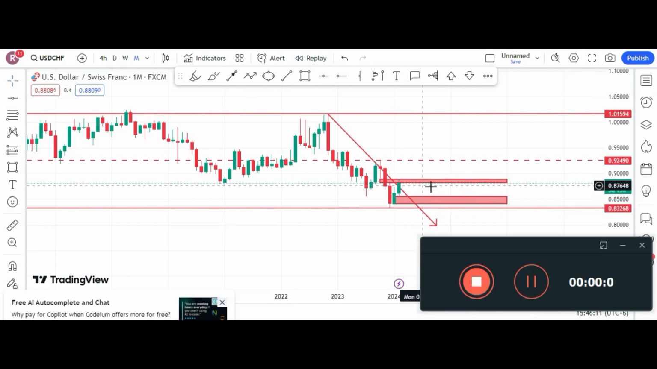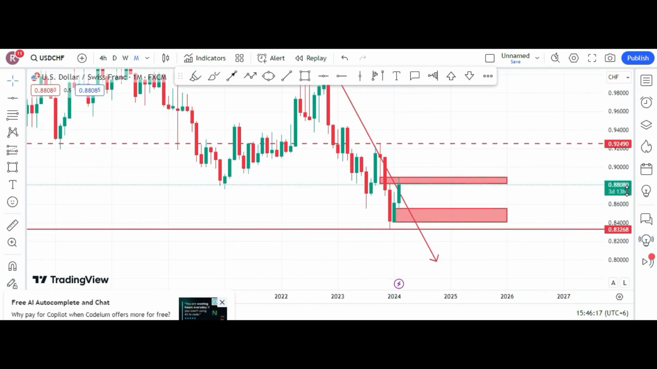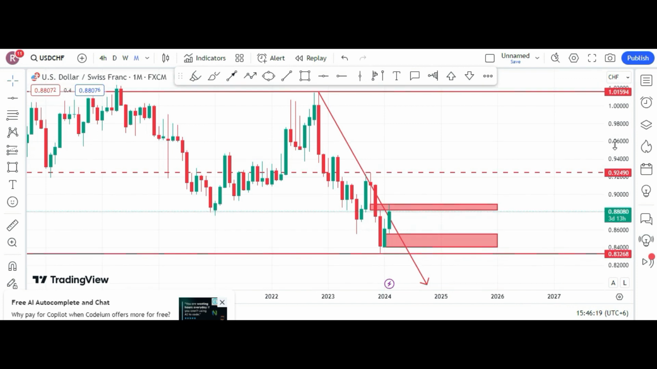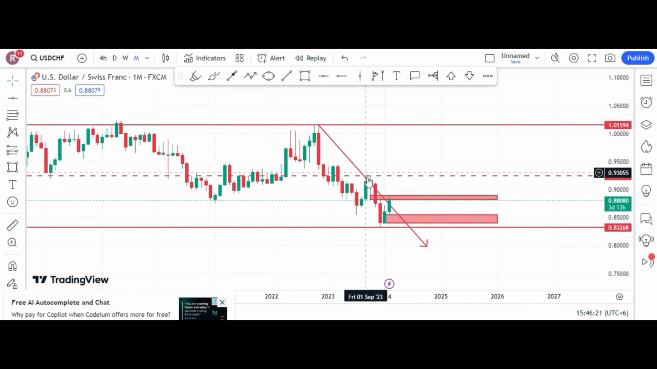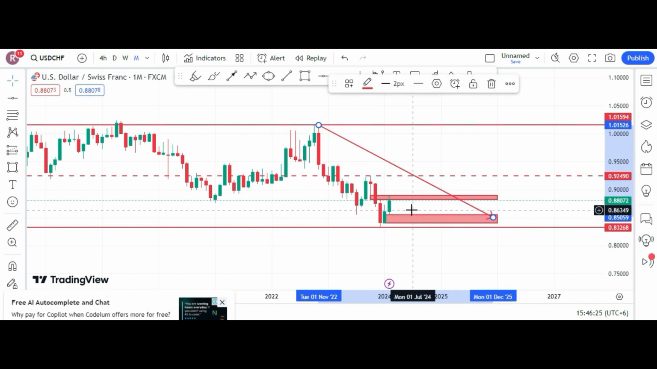Hello guys, this is USDCHF and this is the monthly timeline we have. This is the trend line which I am giving the highest importance, and any trend line you draw must be touched once by a green and a red candle, on the bearish trend or bullish trend, whatever you say.